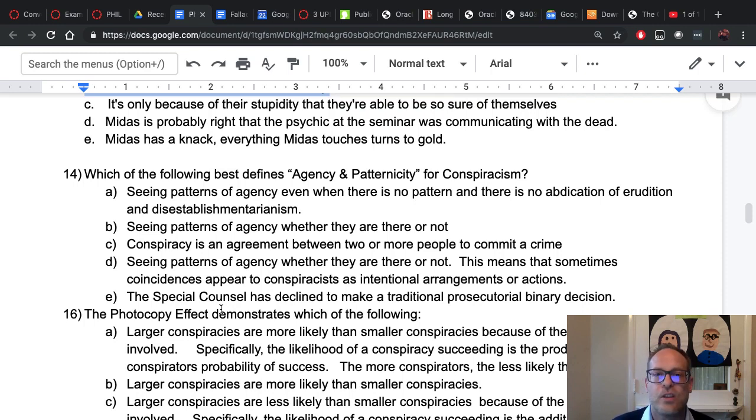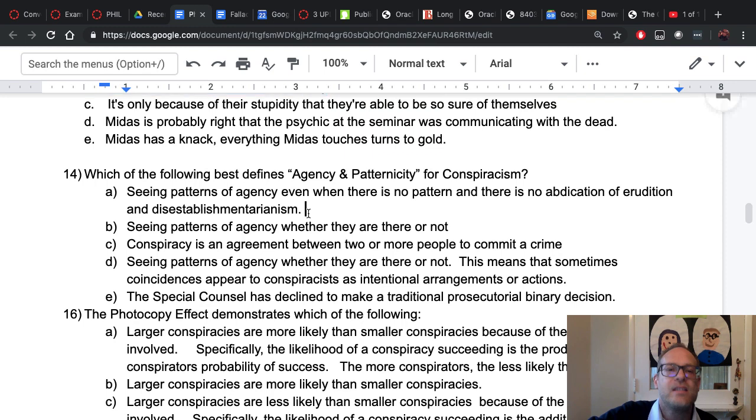C, conspiracy is an agreement between two or more people to commit a crime. D, seeing patterns of agency whether they are there or not. This means that sometimes coincidences appear to conspiracists as intentional arrangements or actions. E, the special counsel has declined to make a traditional prosecutorial binary decision.